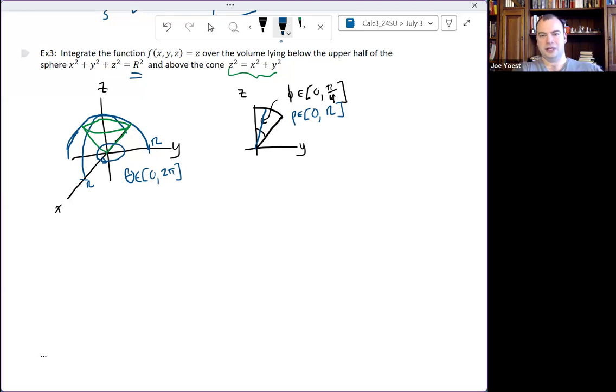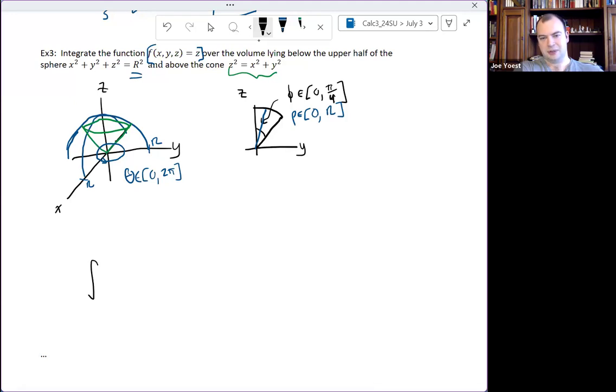And importantly, I want to integrate this integrand over this region. So this description of rho, theta, and phi gives me the region. I need to make sure that I have my dV right with that rho squared sine phi, and I also need to make sure that I put my integrand in there. Lots of little details to remember here.